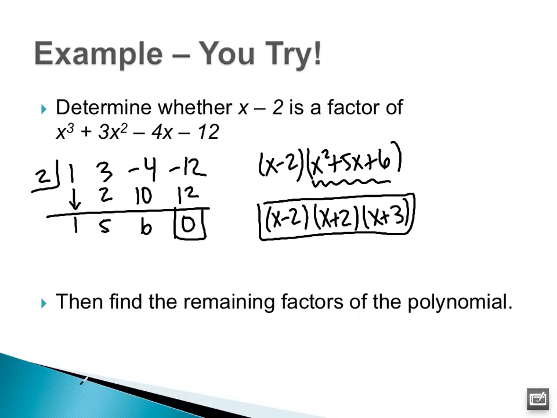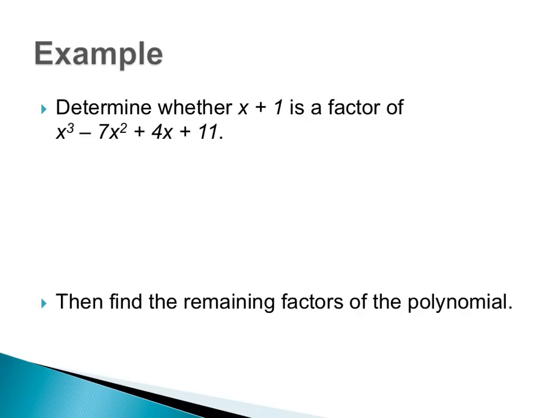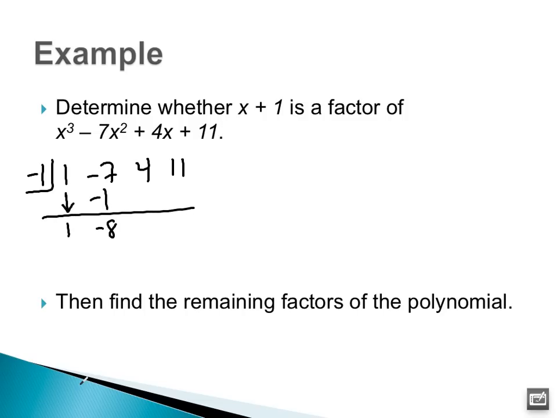Again, we got one more problem and then we're done with notes. Same thing, determine whether it's a factor. If it is, find the remaining factors. Pause the video right now. Come back when you've completed it, please. Should have put negative 1 in the box. I get 1, negative 7, 4, 11. Bring down the 1, negative 1, negative 8, positive 8, 12, negative 12, negative 1. Okay, this one's different. It's not a 0. So is this a factor? No. Just stop right there.